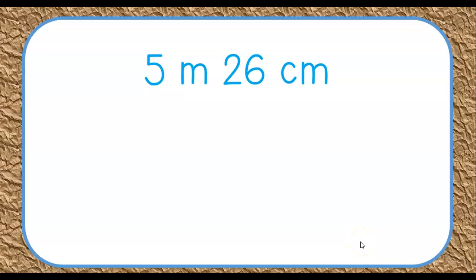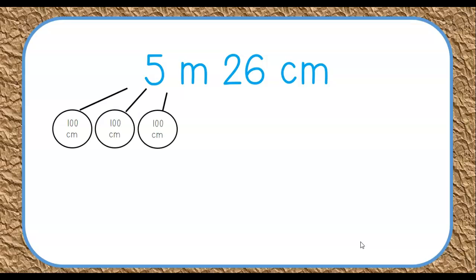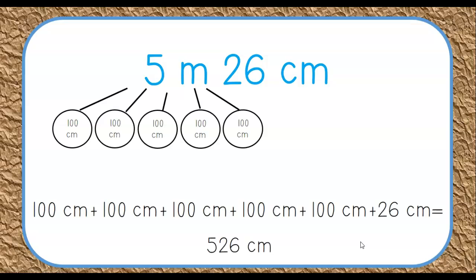Let's look at meters and centimeters. So in this one, I have 5 meters and 26 centimeters. So I'm going to, 1 meter is 100 centimeters. So I'm going to do that 5 times because I have 5 of them. Then I will add the 100 centimeters 5 times. And at the end, I add the 26 centimeters in, which gives me 526 centimeters.